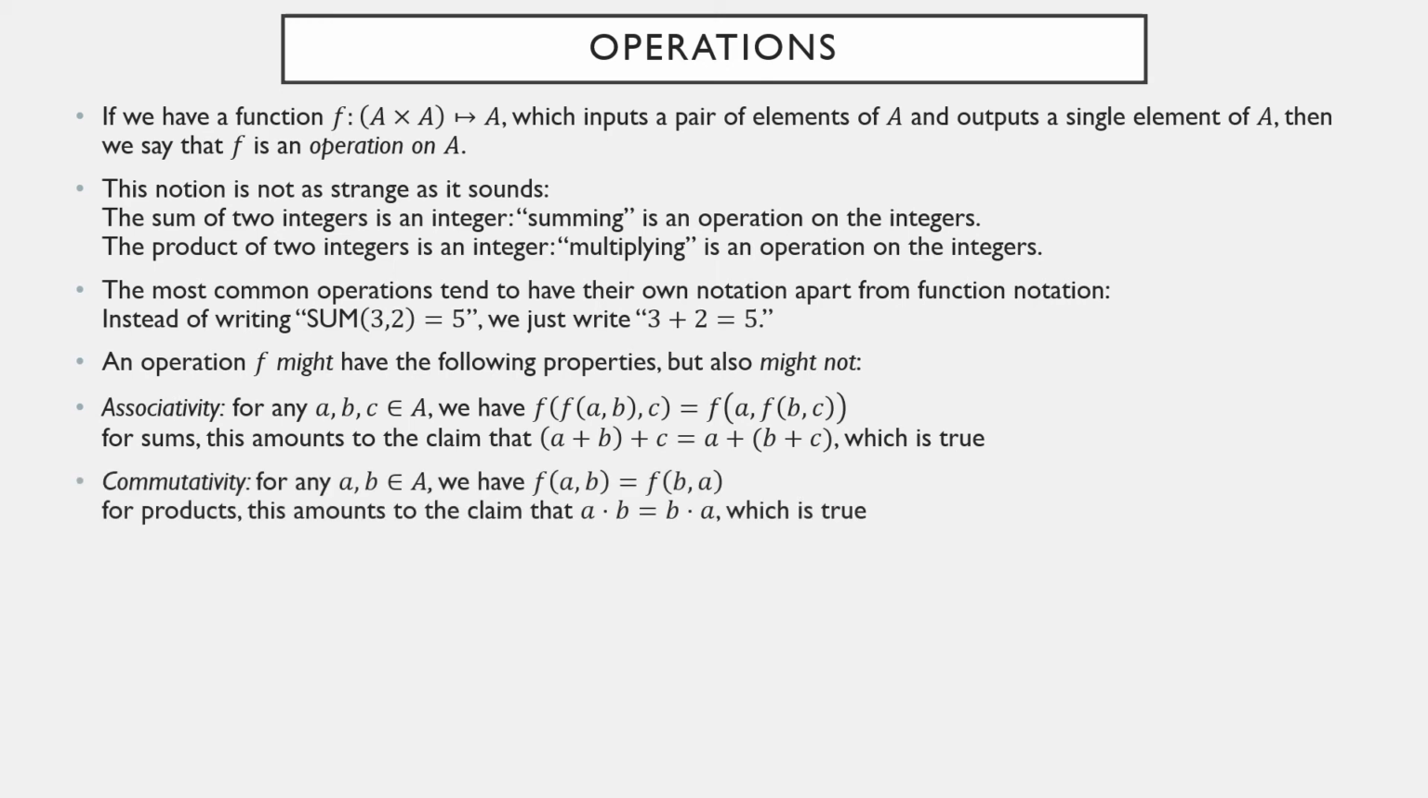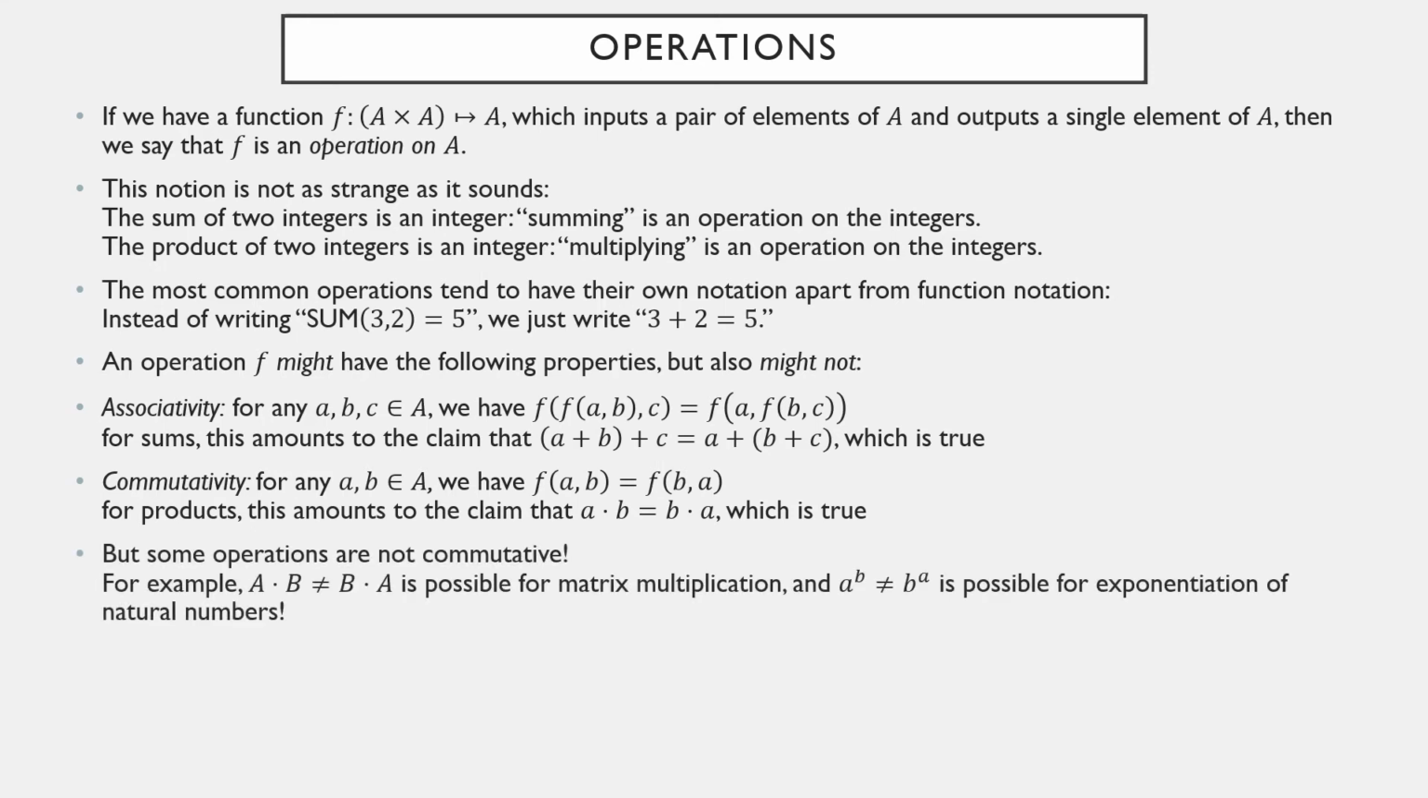The commutative property would say the ordered pair you plug in, you can plug in either order. If you act on the ordered pair AB, you get out the same thing as if you'd acted on the ordered pair BA. And for products, for example, this is true. A times B is the same as B times A. It's also true for sums, but it might not be true for others. Okay, so some operations, for example, are not commutative.